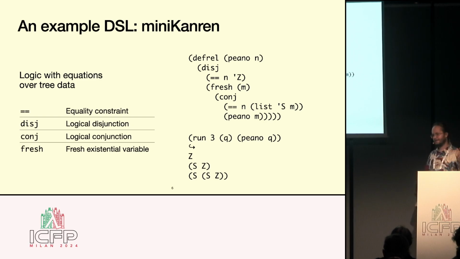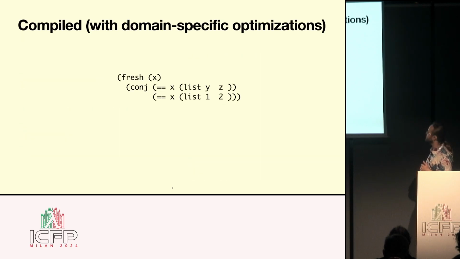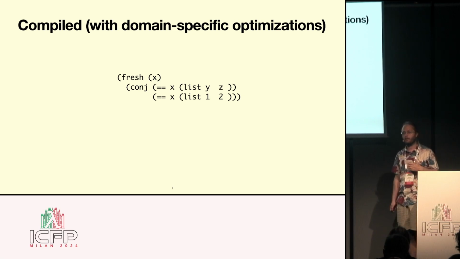So if this is our DSL, I want to start by explaining what I mean by the particular desiderata with respect to this DSL. The first is, what does it mean that we want to be able to have a compiler, an optimizing compiler, for this domain-specific language?